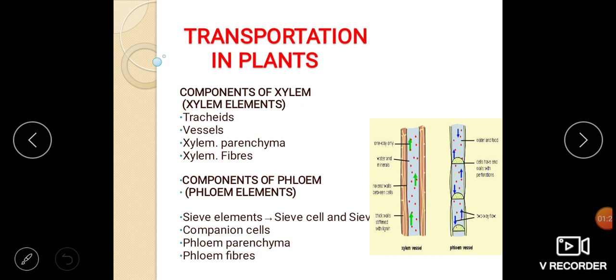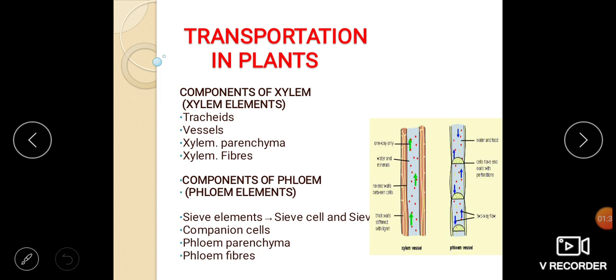Vessels are the tubular structures now, and they are associated with the parenchyma. This parenchyma, which is associated with the xylem vessels, also helps in the transport of water. Fibers provide the mechanical support.